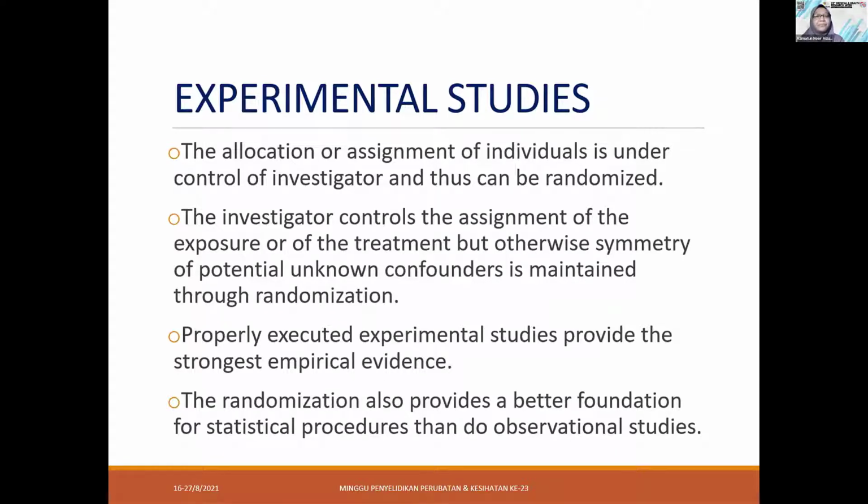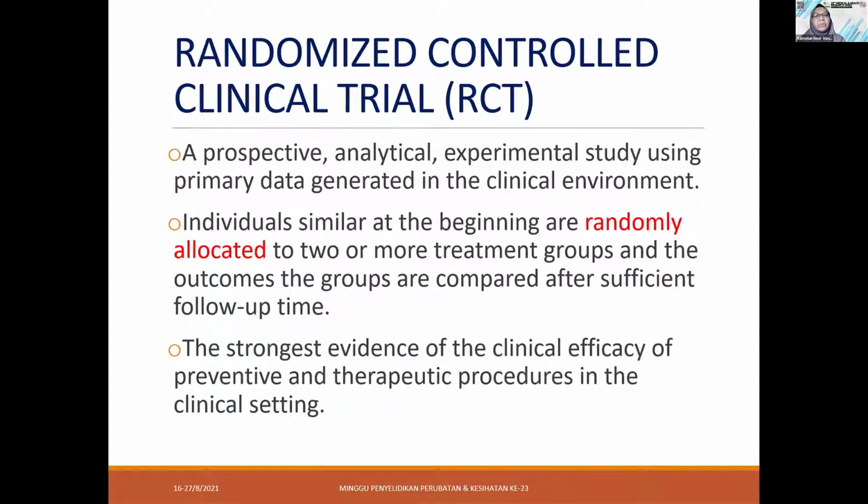Because we intervene with a certain procedure and see what the outcome is. So in the experimental study, there is the randomized controlled clinical trial. It's a prospective, analytical, experimental study using primary data generated in the clinical environment. Individuals similar at the beginning are randomly allocated to two or more treatment groups, and the outcomes of the groups are compared after sufficient follow-up time with the intervention. It gives the strongest evidence of the clinical efficacy of prevention and also therapeutic procedures in the clinical setting. This is what we look at in the RCT.